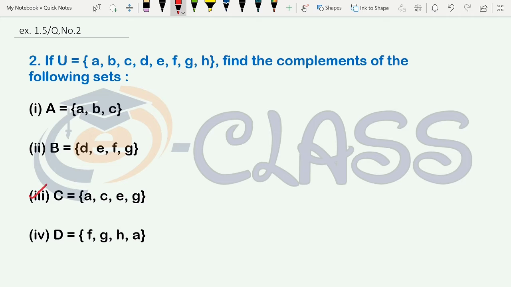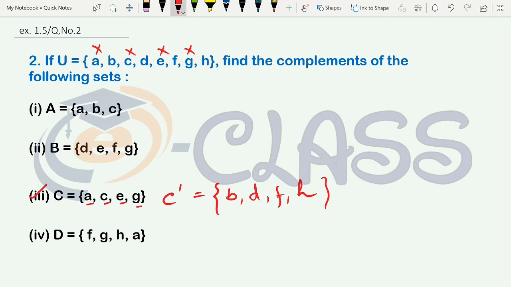Now 3 containing A, C, E, G. So for C complement, you just ignore the elements of C in U. So you just eliminate A, C, E, G, and the remaining ones are your answer. So B, D, F, H. So this is the answer, that is C complement.